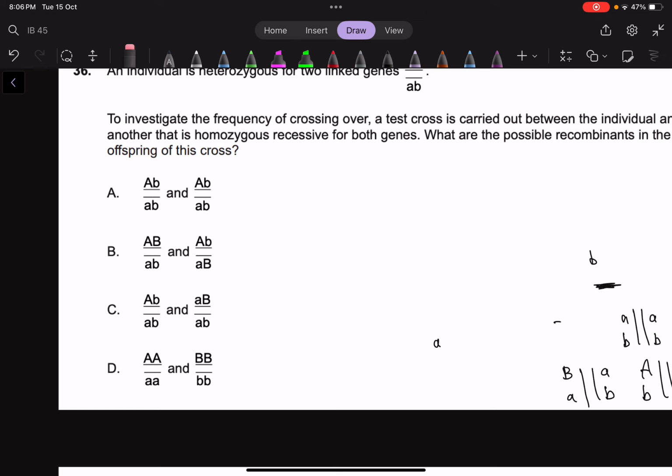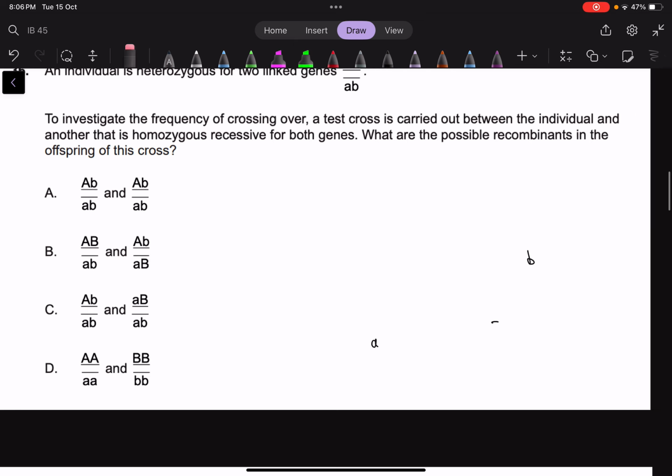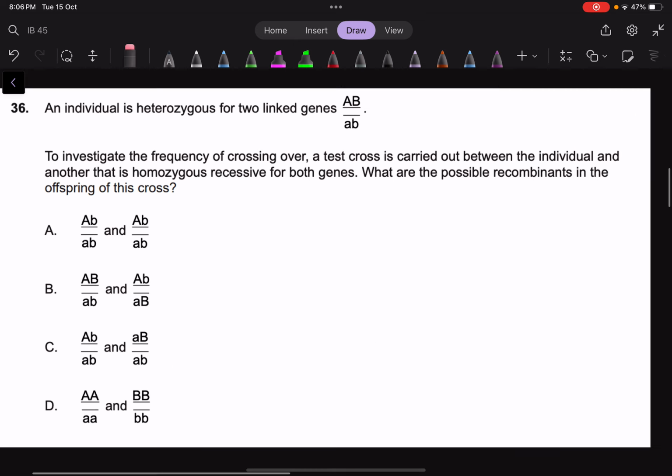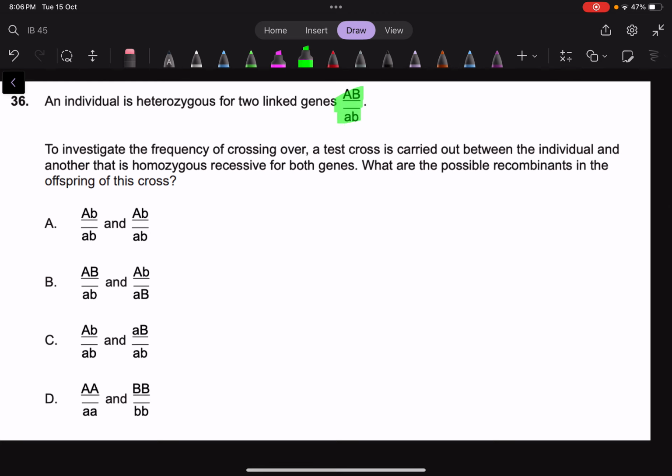My bad. All right. Now we can go through this question on how to identify recombinants and do it quickly. So we have this: an individual is heterozygous for two linked genes. My first advice is when doing recombinant questions, they usually give you this horizontal representation of it. In my opinion, that's just really annoying. So I always write it out again, but vertically, because I find it's a bit easier to work with.